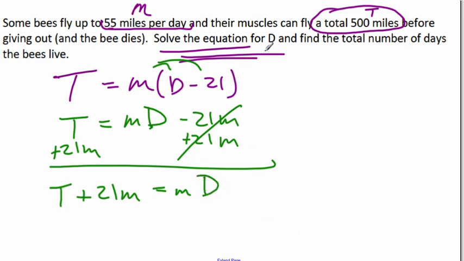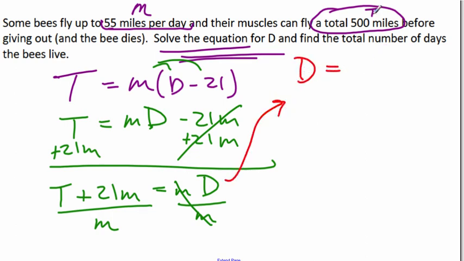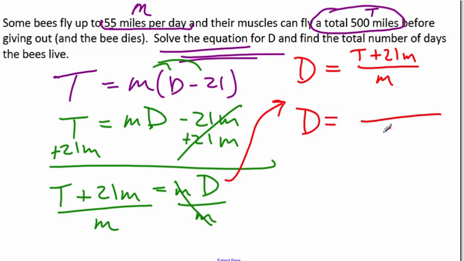All right, so we want to solve for D. We've got to get rid of that M. We divide by M. So, final score here, D is going to equal T plus 21M all over M. Using the information they gave us, M is 55. We're going to plug in here. M is 55 and T is 500. So 500 plus 21 times 55, all over 55, will equal D, which is the total number of days that the bee will live.